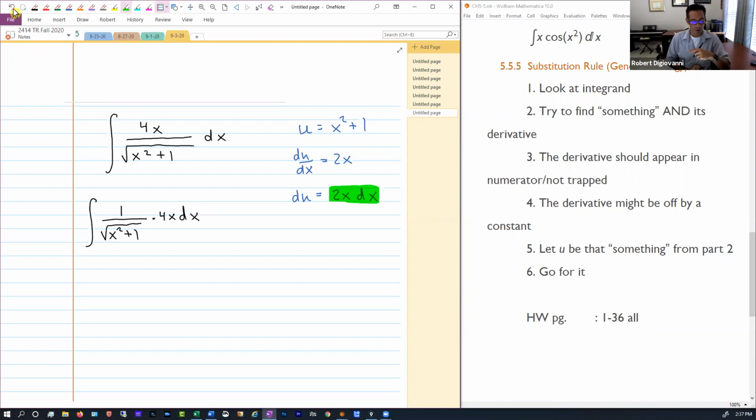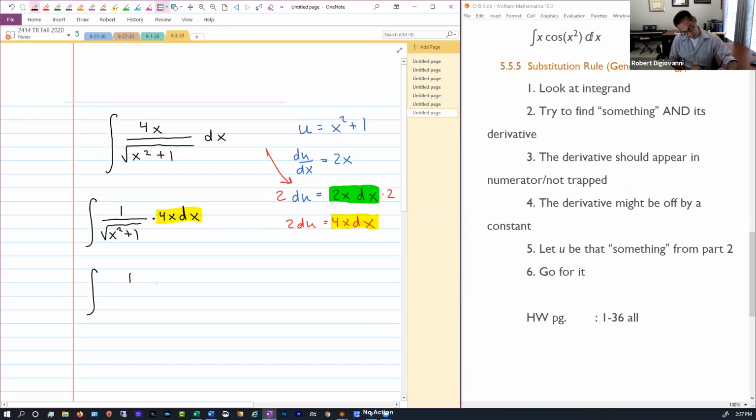I'm going to do it a little different, though. I'm just going to work with this, and hit both sides of this with a 2, because it's an equation. So I'm going to make this 2 du equals 4x dx. You see that? I just doubled both sides. And now 4x dx matches 4x dx exactly. And I'm ready to rewrite the integral.